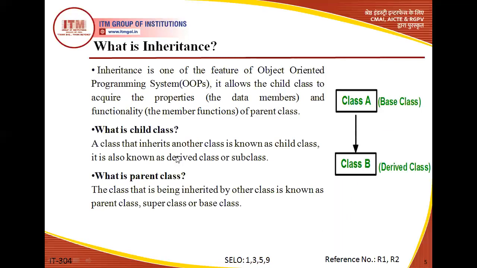Okay. Now, what is a parent class? A parent class, you can say, is a base class or a super class, which is being inherited, or which is going to be inherited by its child class. Now, what is a derived class? A derived class is basically the child class, or you can say the subclass, which is inheriting the properties of class A. So this is the whole concept of inheritance. I hope you get the understanding about it.